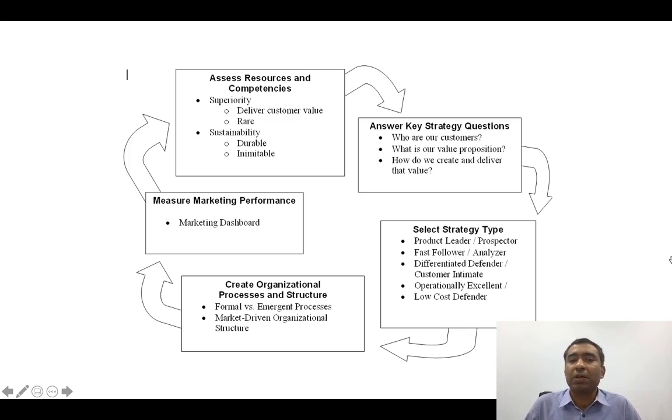So first, again, 5 steps. The first is assessing your competencies and resources. Then answering the key strategic questions about your customer, your product, and the value proposition. Then select the right strategy, link the strategy with your organizational structure and processes, and finally, measure the product performance. These are 5 interrelated steps.